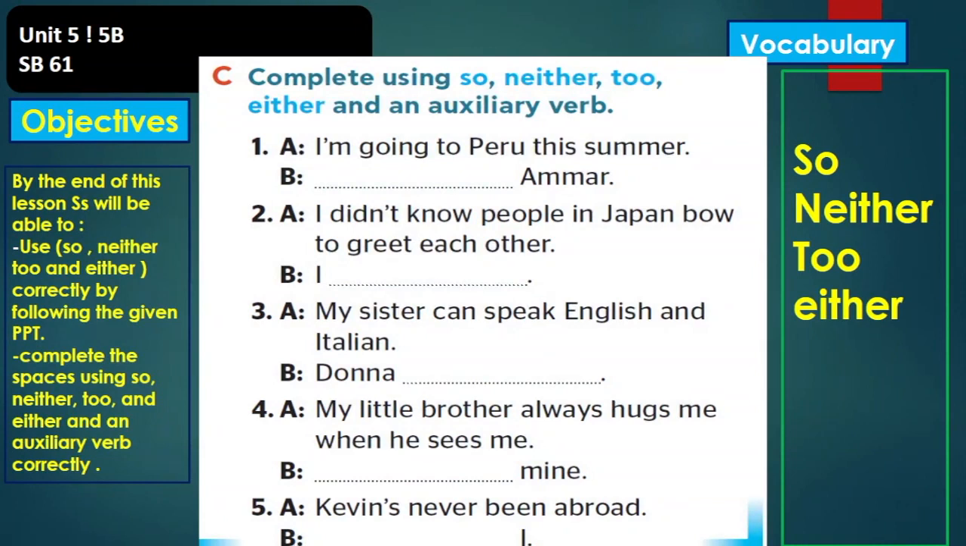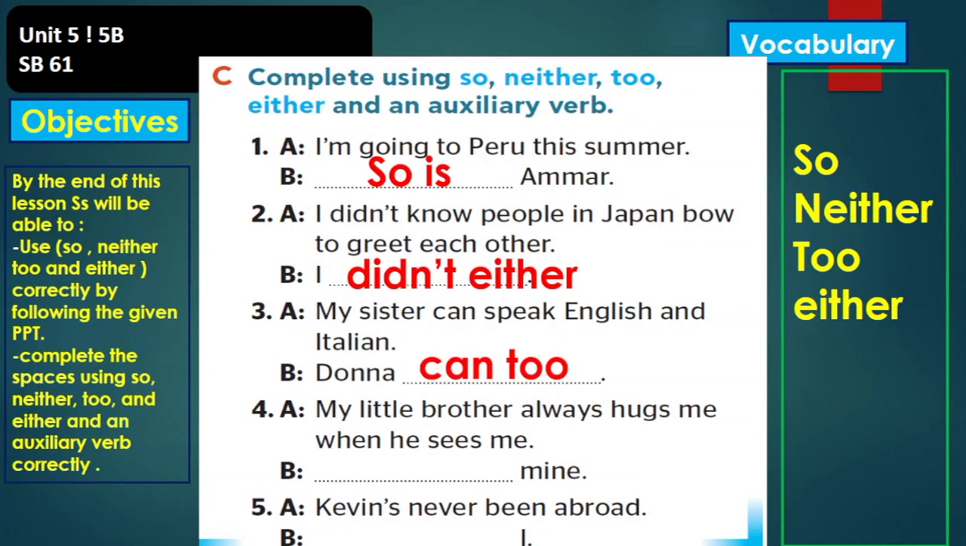Now complete using so, neither, too, either, and an auxiliary verb. I'm going to Peru this summer. Yes? Excellent. So is Ammar. Number 2. I didn't know people in Japan bow to greet each other. I didn't either. My sister cannot speak English and Italian. Donna can too.